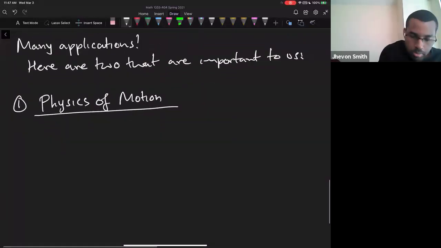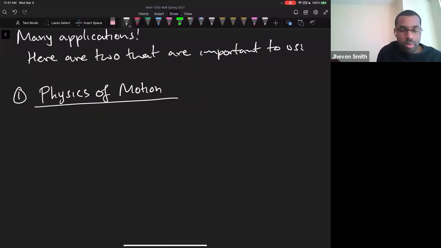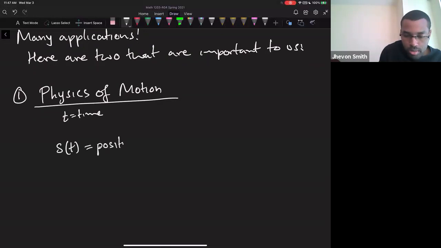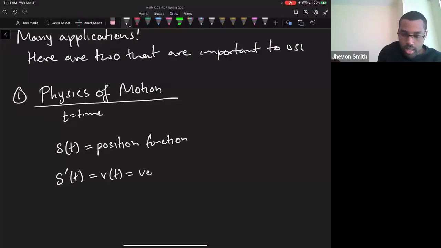So basically, and traditionally, we use S here. So here, let's say T is just time. Then S of T, this is the position function. Right? So where are you at time T? What is your position, right? That's the position function. So it turns out if you were to take the first derivative of the position function, this we call v of t, and it is the velocity function.